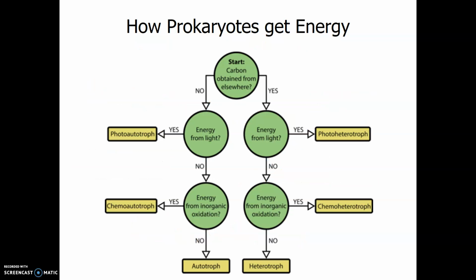Phosphorus and sulfur. Now, the way that prokaryotes obtain energy is the first thing we ask is where they obtain their carbon from. Okay, so is the carbon obtained from elsewhere? If the answer is yes, then you ask if the energy is from light. And if the answer is yes, we call them photoheterotrophs. So the first question you ask is where the carbon is obtained from. And the second question that you ask is does the energy come from sunlight?